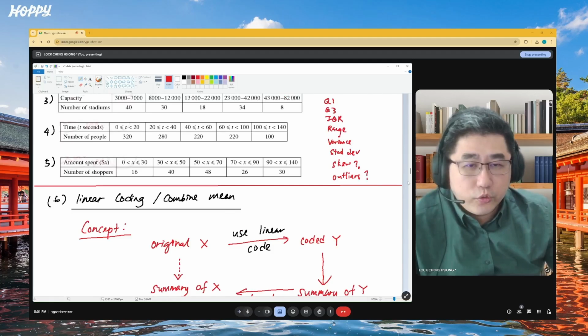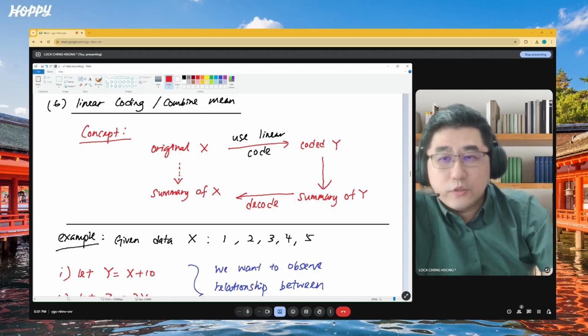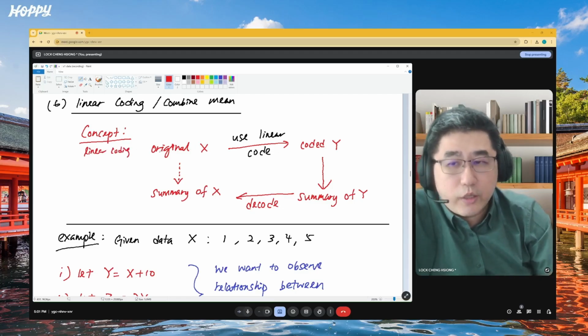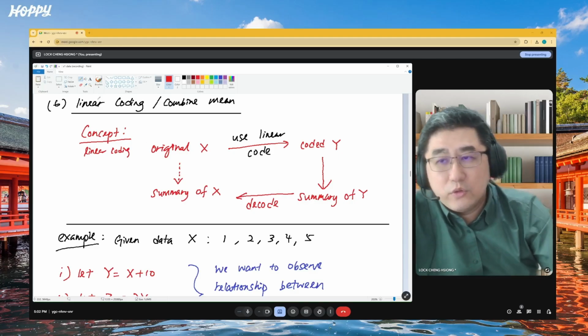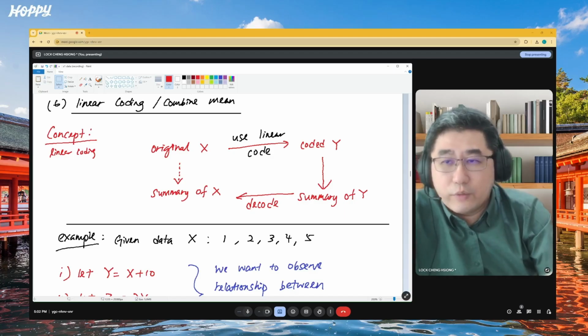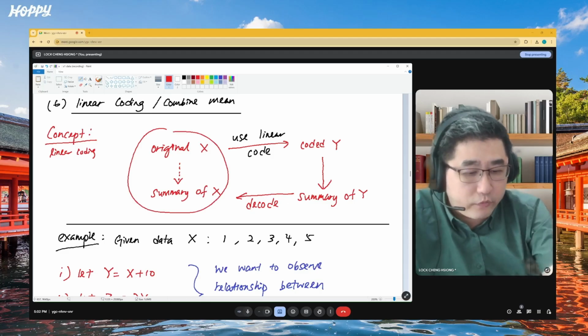Next, we're going to go into linear coding and combine mean. The concept of linear coding: I have original x, but I code it into some coded y. I find the summary of y. After that, I decode it back to get back the summary of x. So a lot of students say, why do we need to do this, so troublesome? Why can't I do this straight away from the original data x and get the summary of x?